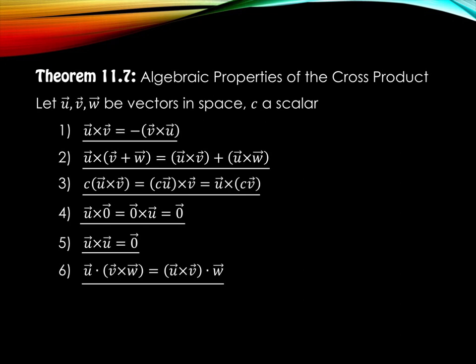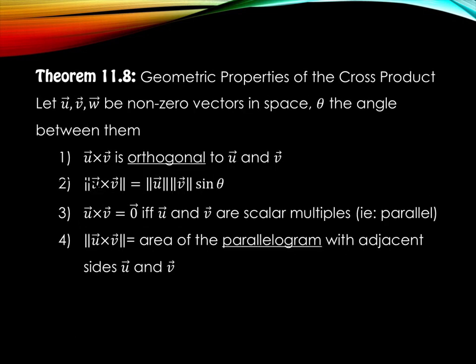So these are algebraic properties. So we've got the algebraic properties, and then we also have geometric properties. There are 4 geometric properties. Our geometric properties have an additional piece to do with this angle theta that's happening. U, V, and W are non-zero vectors. Angle theta is the angle between them.